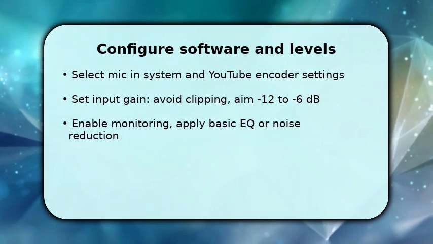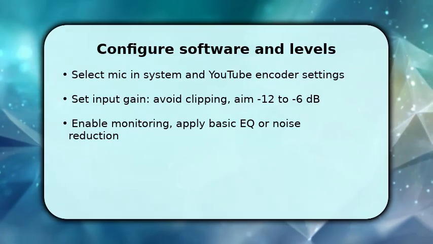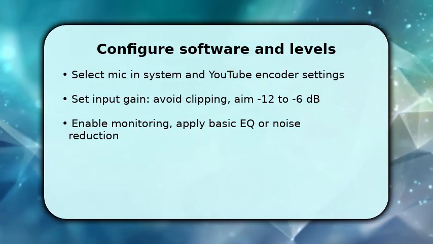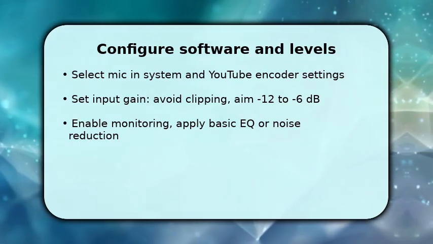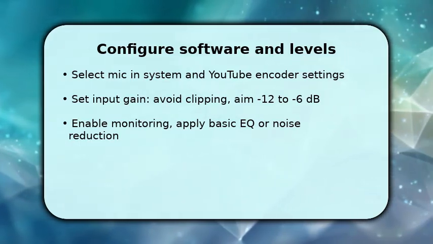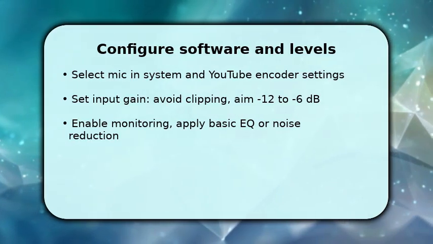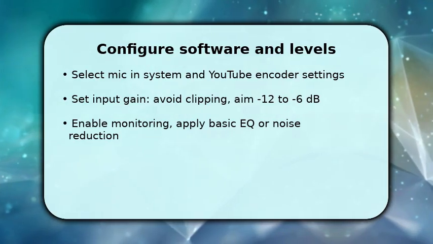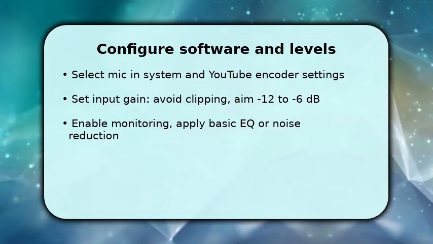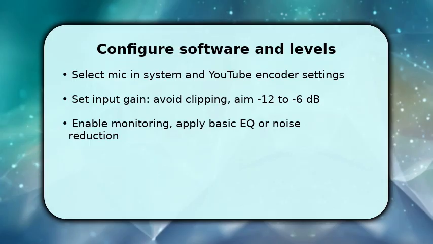Now you configure software so your mic becomes usable in recordings. Open your system's sound settings and choose the new device, then set it in your streaming or recording app, OBS Studio, or YouTube Live. Adjust input gain on the interface or in software while speaking at your normal level. Aim for peaks around -12 to -6 dB to prevent clipping.